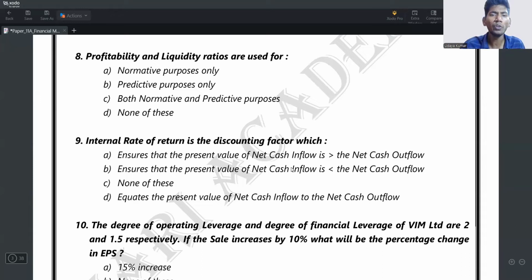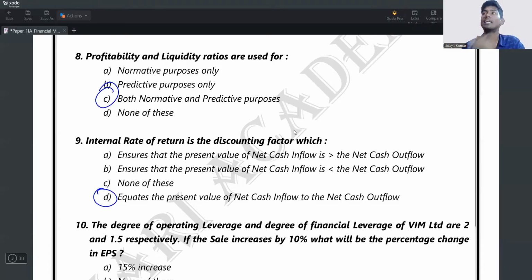Clear? Moving to question number 9. The internal rate of return is the discounting factor which? You must answer the question. It's quite easy. Internal rate of return is the discounting factor which? Option A, B, C, or D? So absolutely the answer would be option D: equates the present value of net cash inflow to the net cash outflow, right?